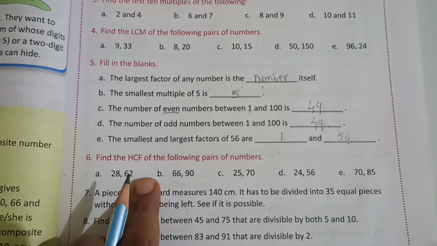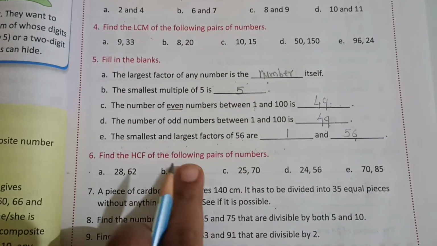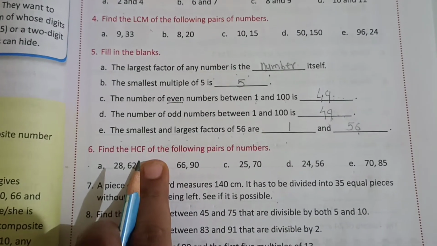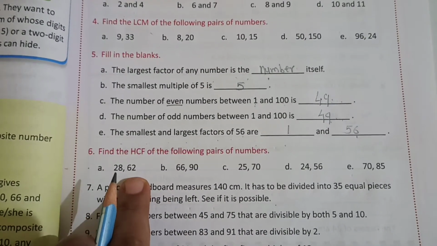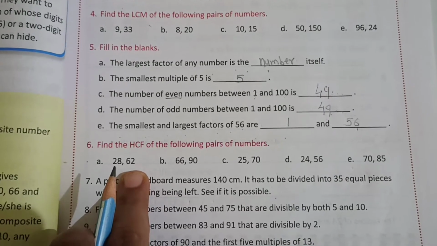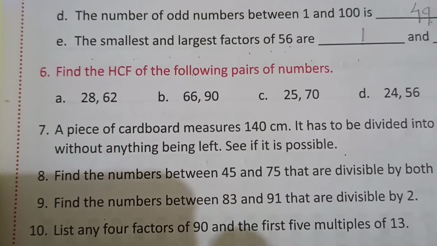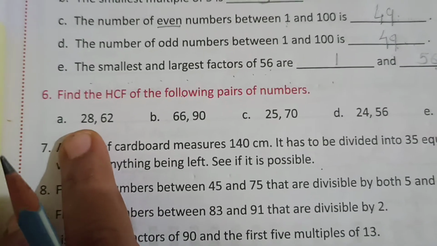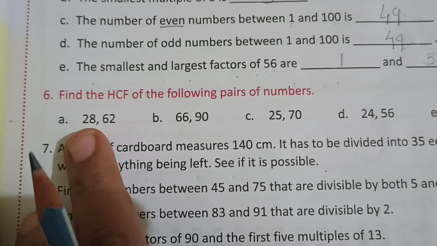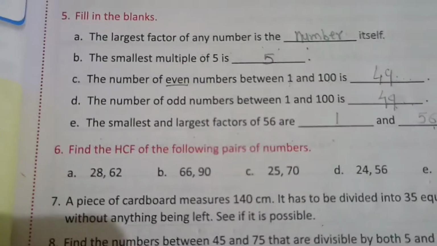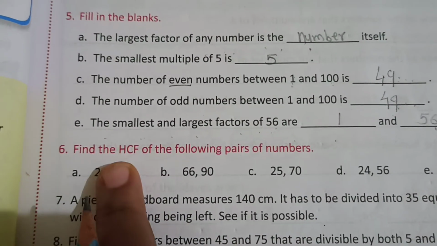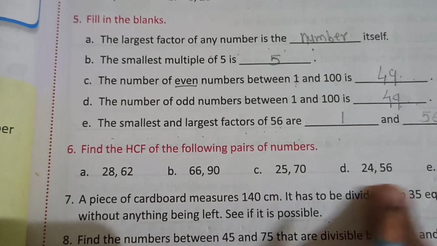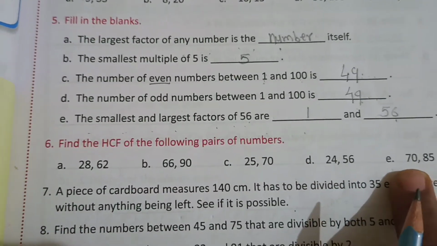Okay. Now here children, you have to find the HCF of the following pairs of numbers in your notebook. 28 and 62. You know how to find the HCF. First find the factors of 28, then 62, then the common factors, and then the highest common factor, HCF. Like this you have to complete A to E.